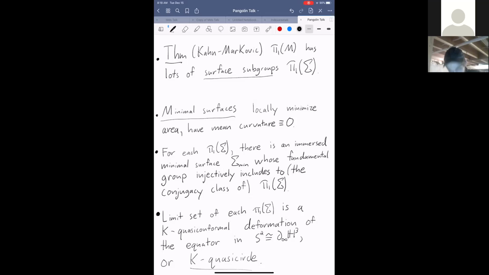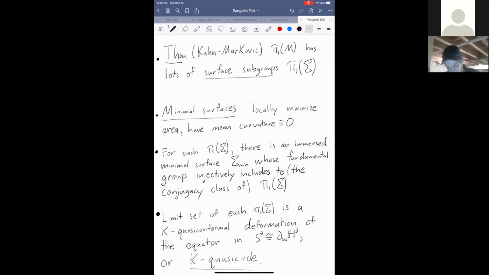Right. So just to understand the pi1 of the minimal surface, is it isomorphic to the pi1 of sigma or not really? Yeah, it will be. It will include to, well, I guess there's this issue with base points. So it'll include to the conjugacy class of pi1 of sigma. It will be isomorphic to it, yes, but it won't necessarily be the same one, depending on which you choose. Okay, all right, thank you. Thanks for clarifying that.